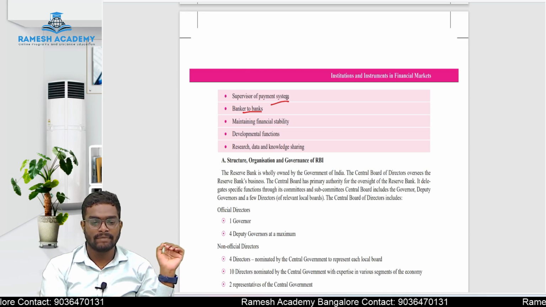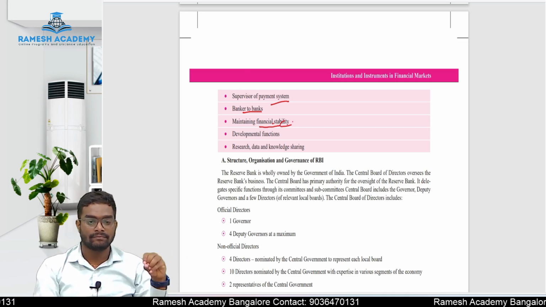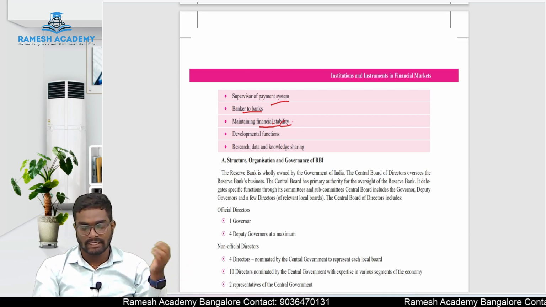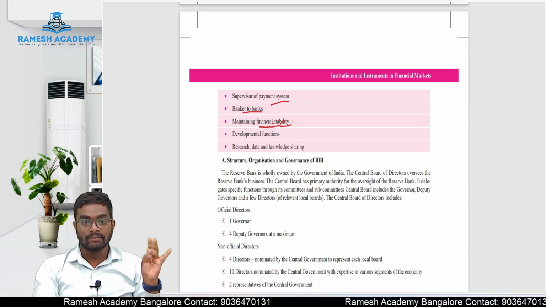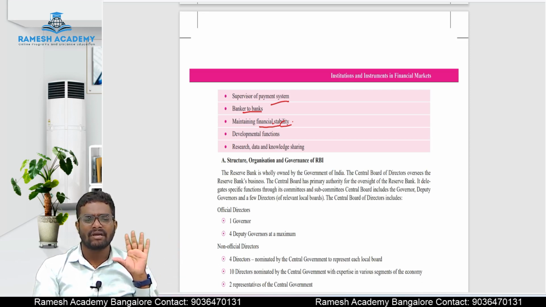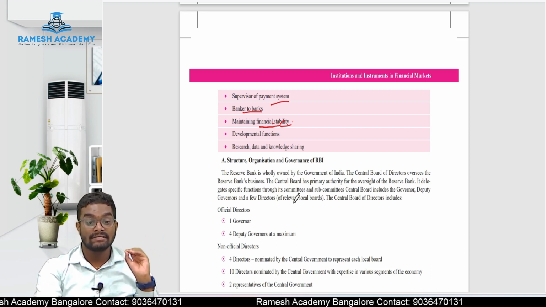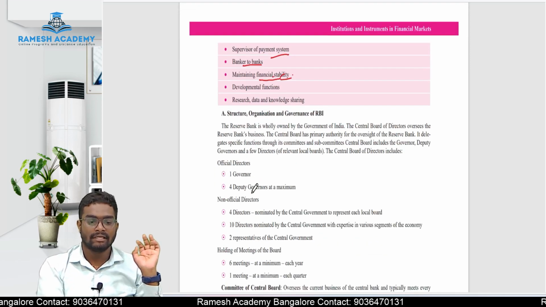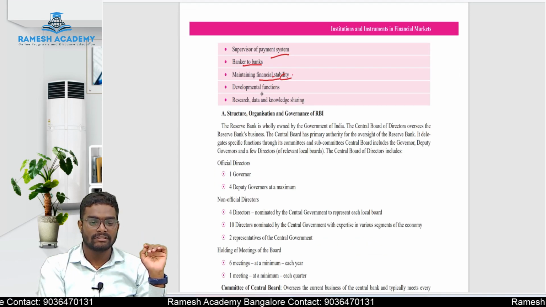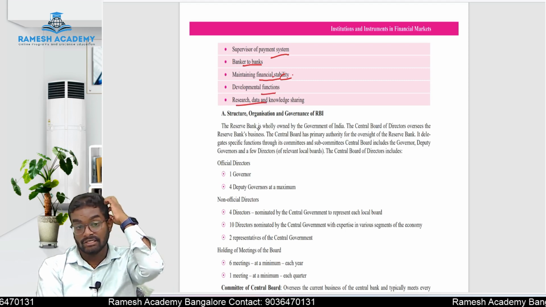Maintaining financial stability. You might have noticed that even if there is a war in another country, take the example of the Russia-Ukraine war or the Israel-Palestine war, the effects on the Indian economy are minimal, not as bad as expected, because RBI is intervening. It will be maintaining the financial stability. Then it has the other two functions, the developmental function, and research, data and knowledge sharing.